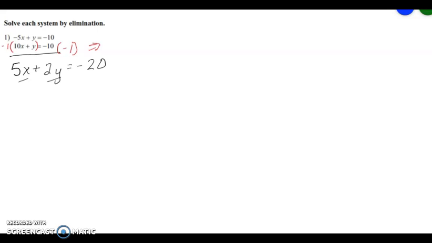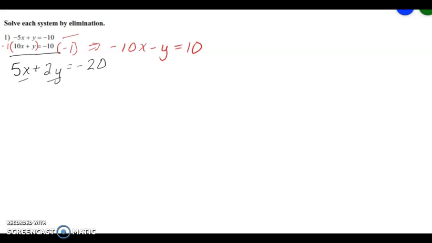Negative 1 times 10x is negative 10x. Negative 1 multiplied by positive y is negative y. Negative 1 multiplied by negative 10 is positive 10. So the bottom equation, we change it into this. This helps us because it changes the positive y into a negative y.